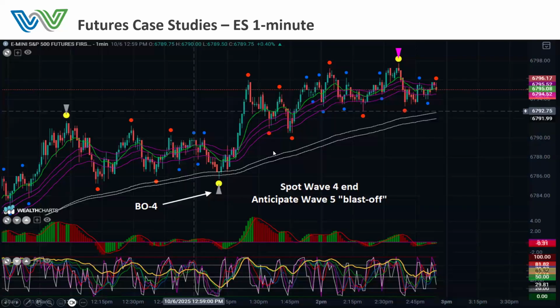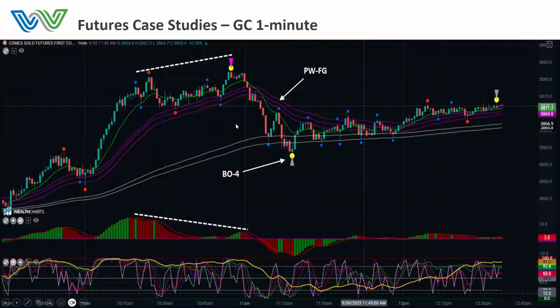Here's the ES 1-minute. So this is a 1-minute chart. Same thing. You want to spot the end of the wave 4 or the wave 2, which is here. And then look what happens. We move up and we get the purple semaphore. Anticipate the wave 5. So these patterns occur over and over again because the markets are fractal.